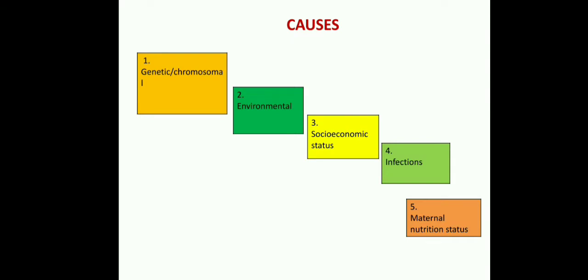Next is causes of congenital malformations. Here there are 5 causes. The first is genetic or chromosomal abnormalities, the second is environmental, the third is socio-economic status, the fourth is infections, and the fifth is maternal nutrition. These are the causes that may be associated with congenital anomalies.